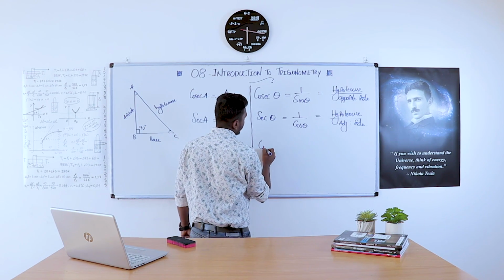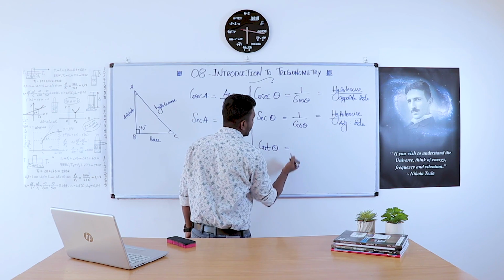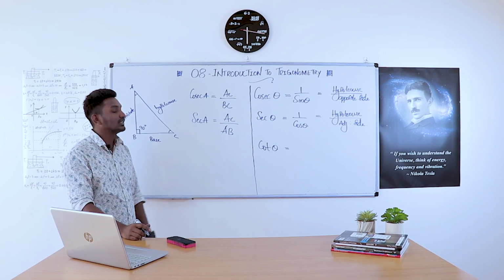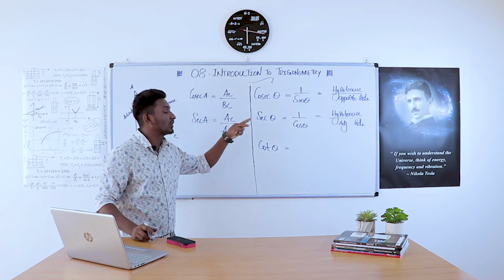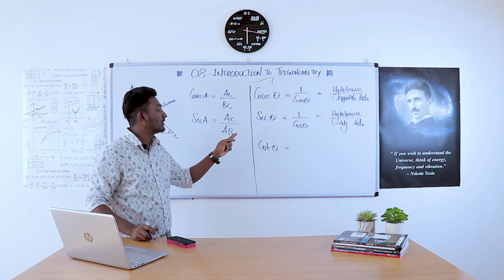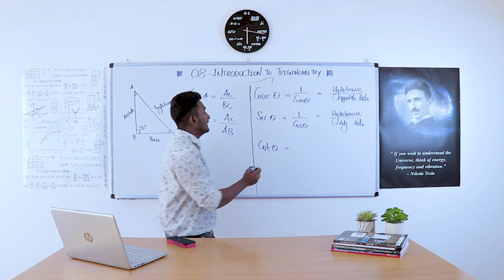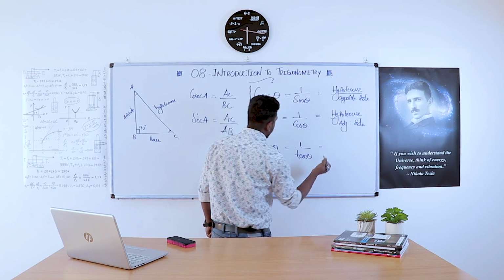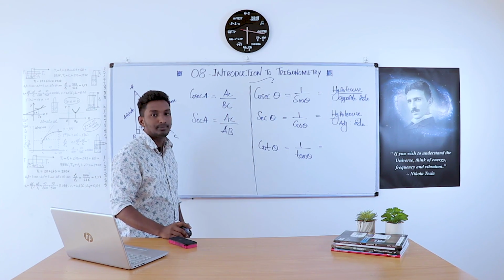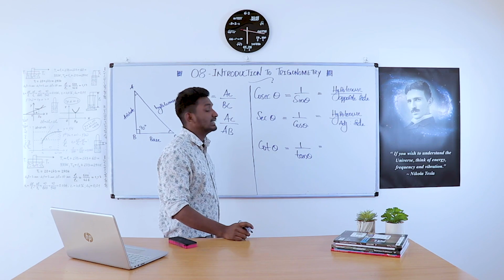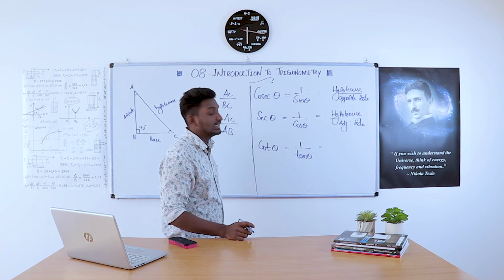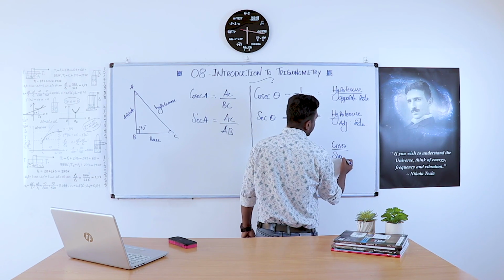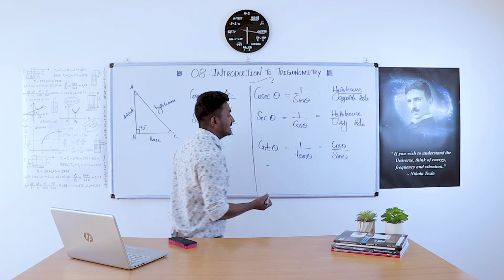Next one is cot of any angle theta. You can say cot is the reciprocal function of tan, because cosec is the reciprocal of sine, sec is the reciprocal of cos, so cot is the reciprocal of tan. So cot theta can be written as 1 by tan theta. Tan theta is sine theta by cos theta. Then 1 by tan theta is simply cos theta by sine theta.